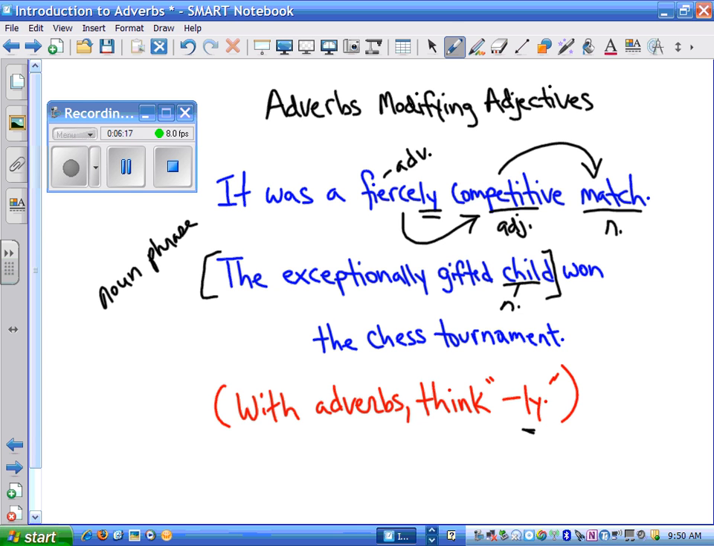And again, if we're thinking about adverbs specifically, and that they often end in ly, we can quickly see where our adverb is. Right? Exceptionally. What an exceptional example of an adverb. Okay, exceptionally ends in ly. And what is exceptionally describing? It's describing this adjective, gifted, which in turn is describing our noun, child. Remember, the is working as an adjective as well, describing child.